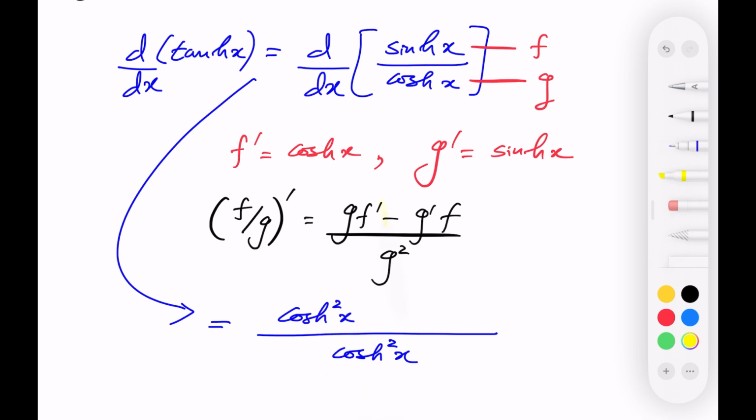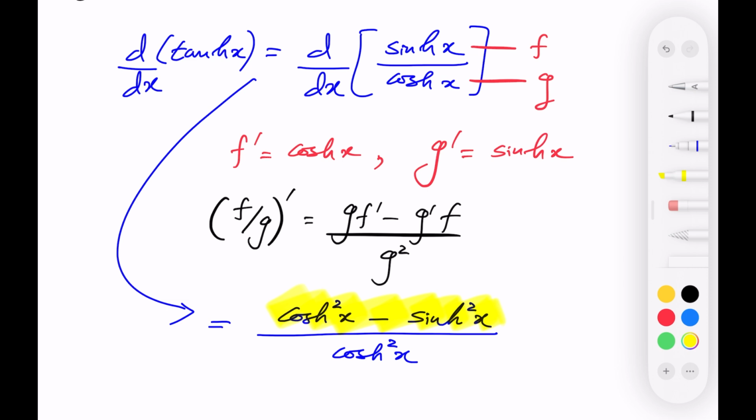And then I have this minus symbol. The next term is g prime times f. G prime is equal to sinh x. F is also equal to sinh x. Therefore, g prime times f should be equal to sinh squared x. Now you need to tell me what is cosh squared x minus sinh squared x. This is the Pythagorean equivalent of hyperbolic functions. That numerator should be equal to 1.